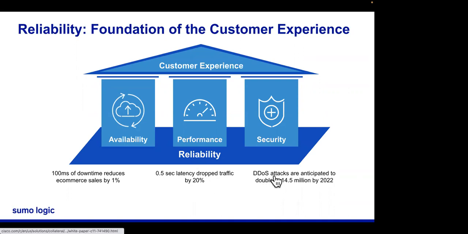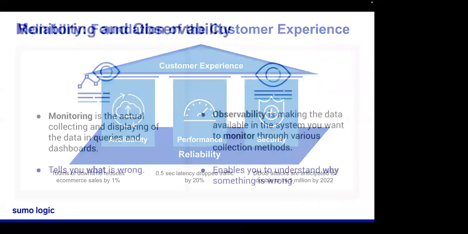And then, of course, here's one of my favorites. Denial of service attacks are anticipated to double to 14.5 million by the end of 2022. So interesting statistics here. Obviously, we want to be able to see across these. We want to provide solutions across these to help you and your company be successful.